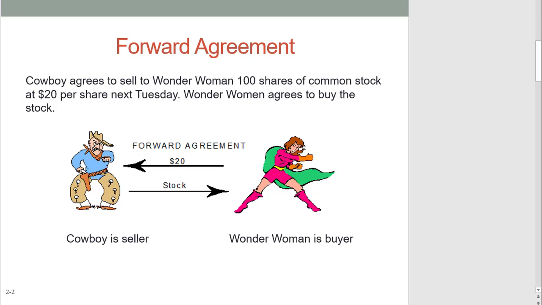If we look under Cowboy's picture, Cowboy is a seller. There's always going to be a seller. Under Wonder Woman's picture, there's a buyer. In this case, Wonder Woman is the buyer. So we have one seller, one buyer, and we have two arrows.